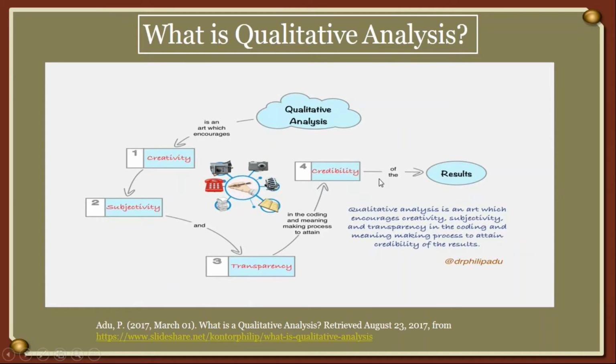So the first thing that I want to talk about is qualitative analysis. What is qualitative analysis? As you can see from this diagram, qualitative analysis is an art, right? And this kind of art encourages creativity. You have to be creative. This means that you have to think outside the box. You have to allow yourself to think about potential explanations or underlying meanings of the information that you collect from participants, right? So there's a lot of flexibility here.